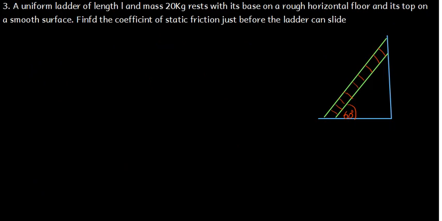Let's proceed to this question. A uniform ladder of length L and mass 20 kg rests with its base on a rough horizontal floor and its top on a smooth surface. So the surface here is smooth. We know the length here is L. Find the coefficient of static friction just before the ladder can slide.